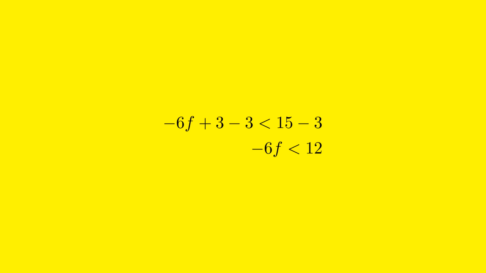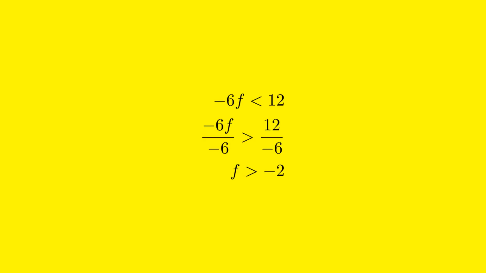So -6f + 3 - 3 < 15 - 3. This simplifies to -6f < 12. In this step, subtracting 3 from both sides helps us begin isolating the variable f by eliminating the constant term from the left side. Remember, whatever operation we perform on one side, we must also perform on the other side to maintain equality.